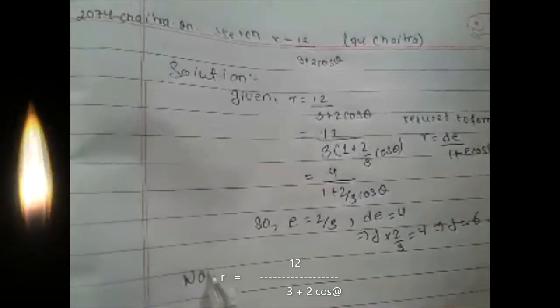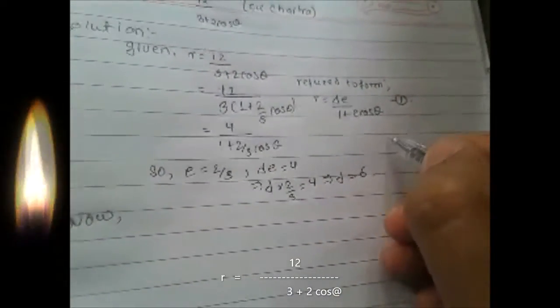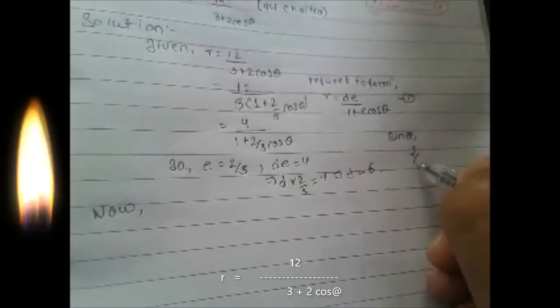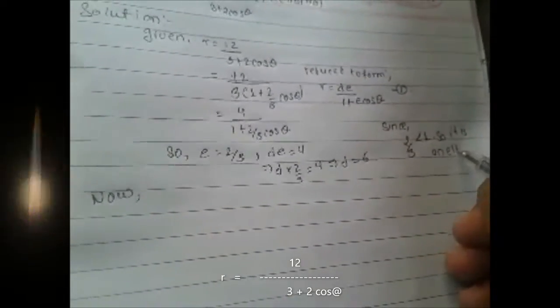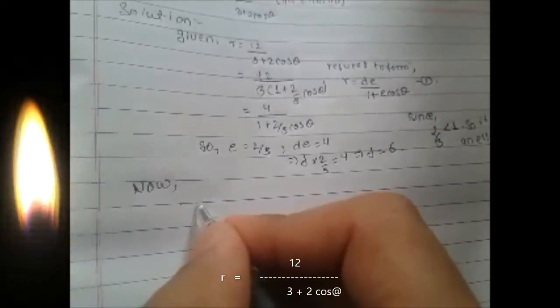Now what do we do? We find out which curve it is. Since 2 by 3 is less than 1, it is an ellipse. Now we will do the plotting part.